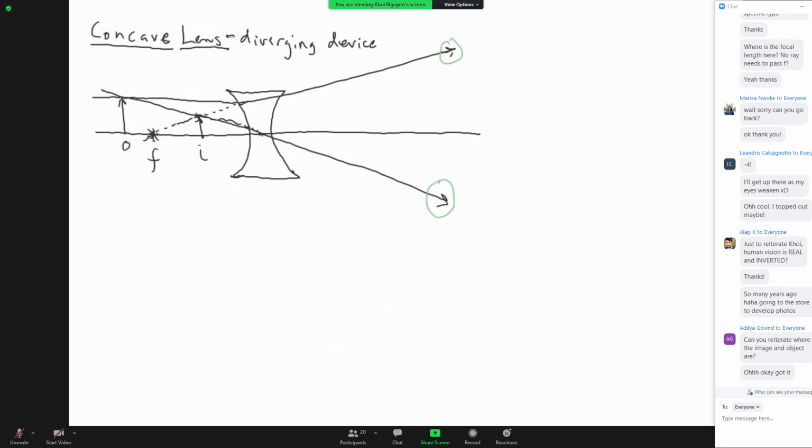So once again, what do you notice? We have a curved diverging device, and that generates what? A smaller upright and virtual image, right? SUV for your image: smaller, upright, and virtual. All right, so let's give you guys a quick question, getting you thinking about our lenses. Actually, let's give you the question first.